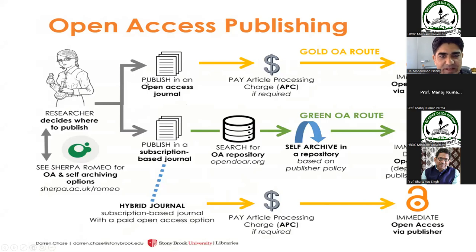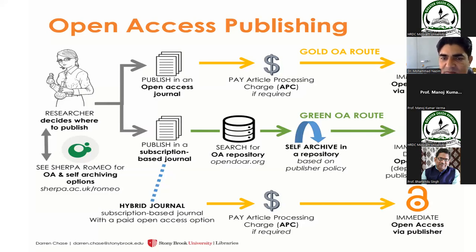So suppose the researchers want to publish in open access journals. The researcher needs to pay article processing charges if required. This "if required" means not all open access journals demand article processing charges. There are some journals which are publishing research without collecting article processing charges, and there are some journals which demand APC.